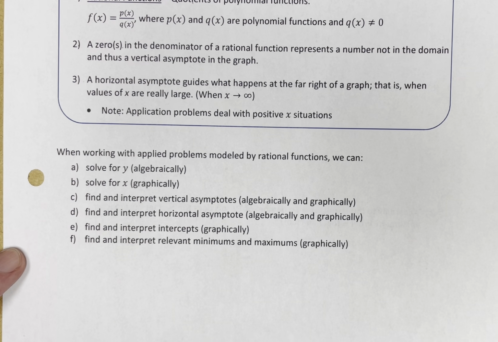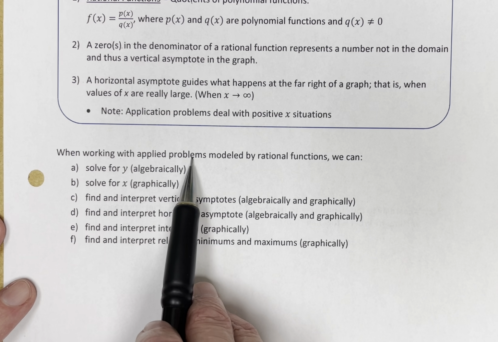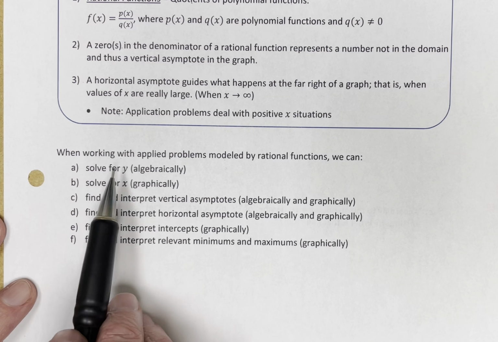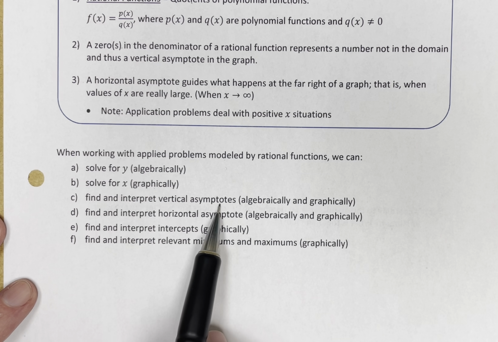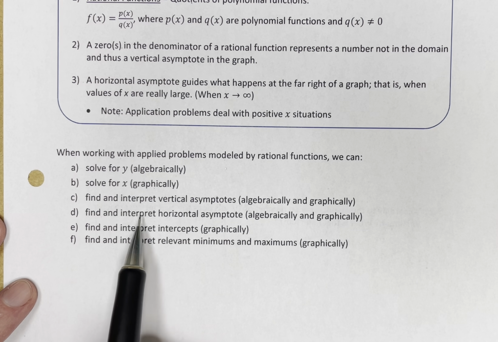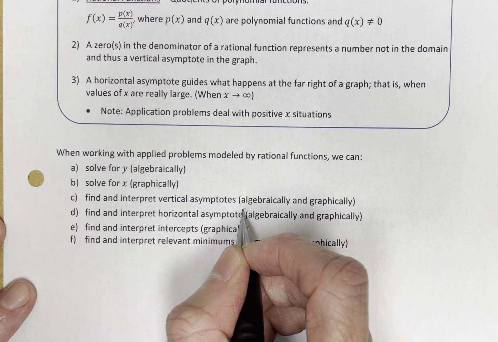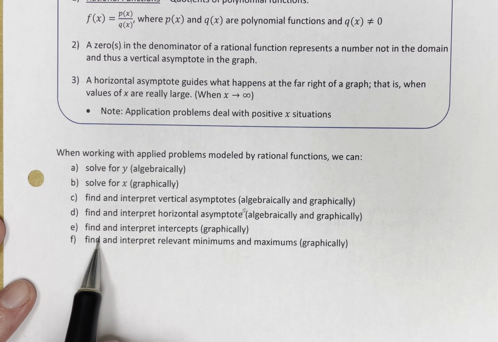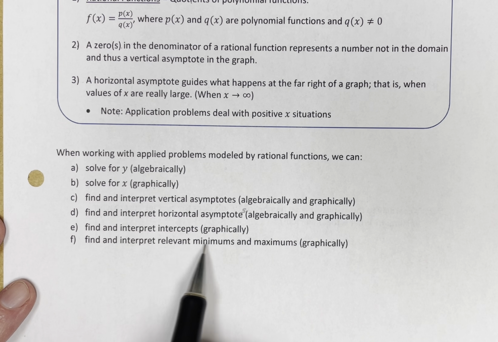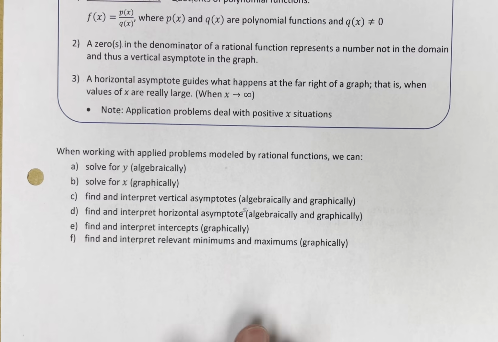Let's remind ourselves what we can find from algebra and/or the graph. When working with applied problems modeled by rational functions, we can solve for y algebraically. We can solve for x graphically. We can find and interpret vertical asymptotes. We can find and interpret horizontal asymptotes. Sorry, that should be an S right there. We can find and interpret intercepts. And we can find and interpret relevant minimums and maximums in the graph. Little dips or hills in the graph.